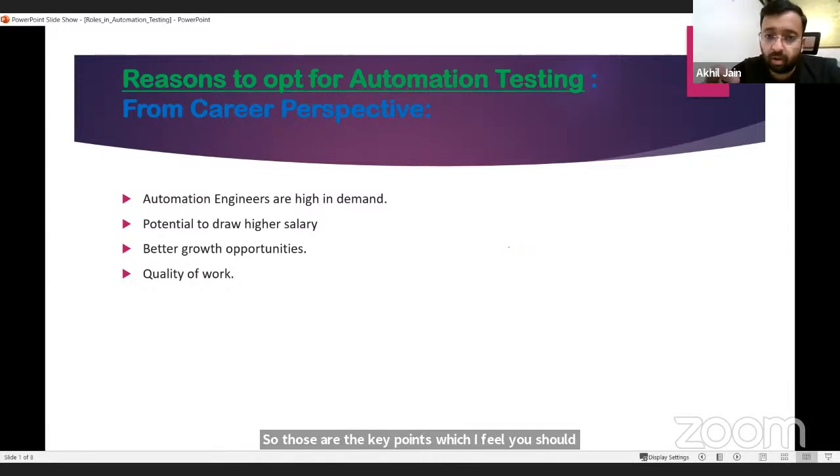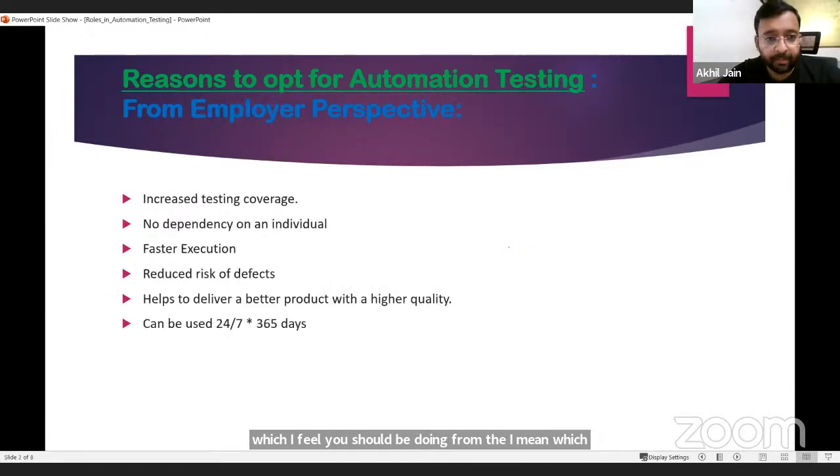Now let's try to also cover some of the points which are relevant from the employer perspective also. One point we have already discussed. Let's see what more there are.